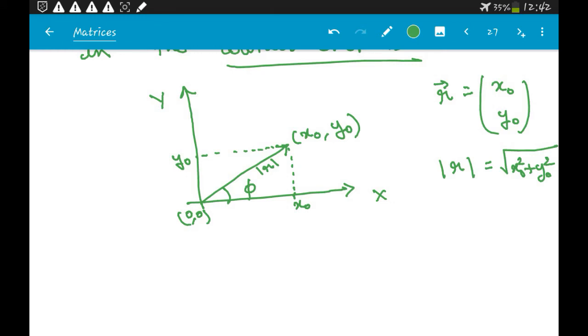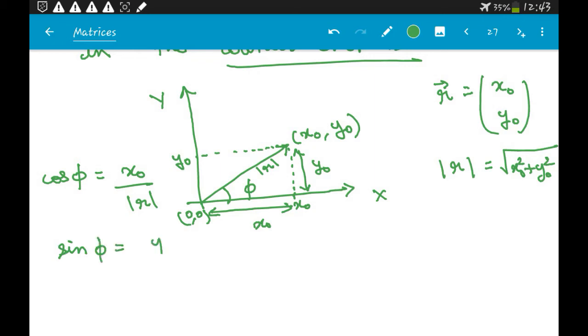So if we want to use this angle, what is cos phi? Cos phi is nothing but, this length here is x0 and the length here is y0, right? So cos phi is nothing but x0 by r. And sin phi is nothing but y0 by r.